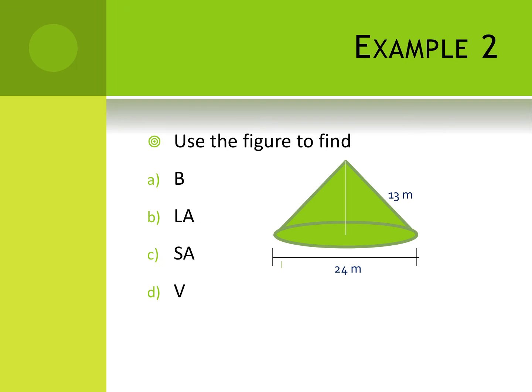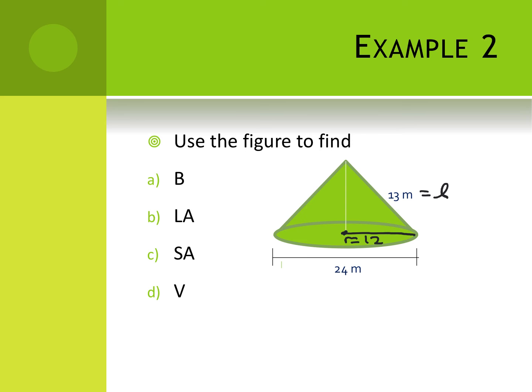Okay, let's try this example. So this time they're giving us a diameter, so I need to turn that diameter into a radius. So I'm going to split the 24, and the radius of my base is going to be 12. Again, notice they're giving me the slant height.